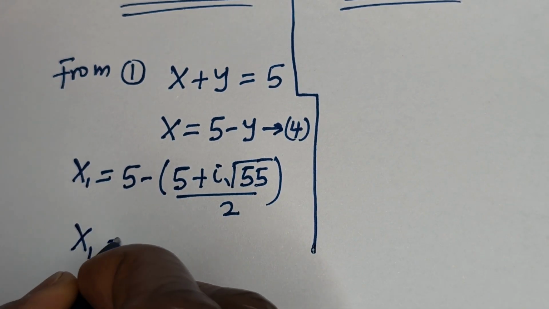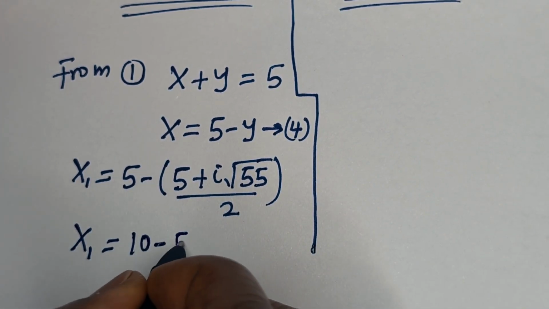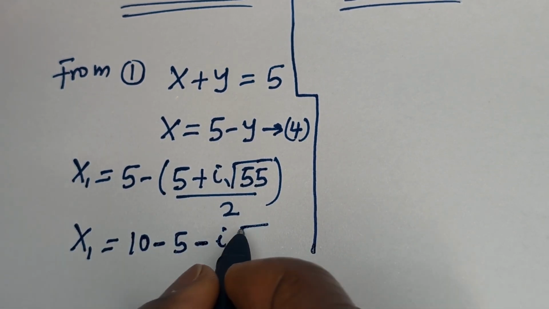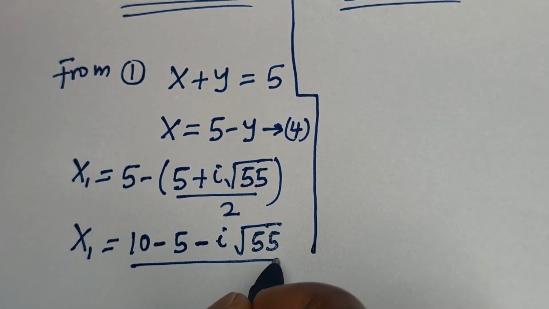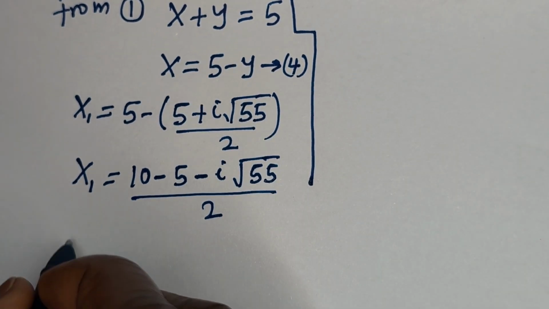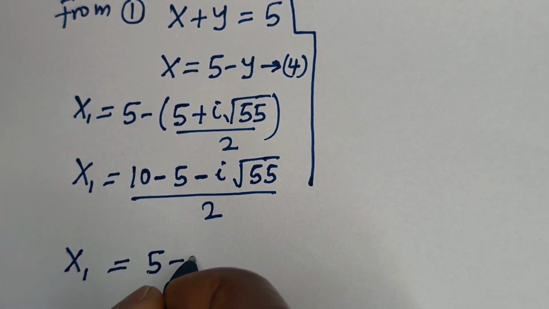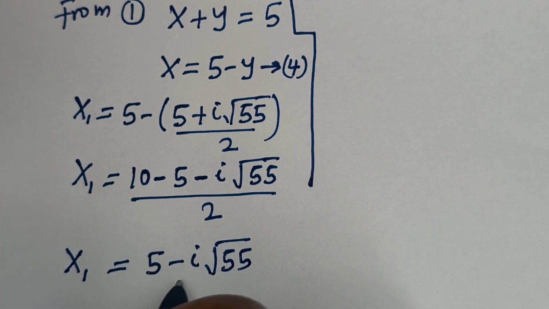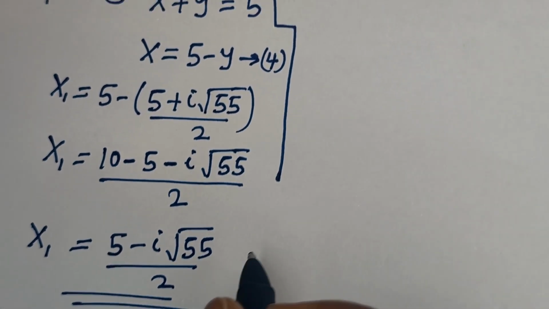x1 is equal to 10 minus 5 minus i root 55 over 2. x1 is equal to 5 minus i square root of 55 over 2. This is the value of x1.